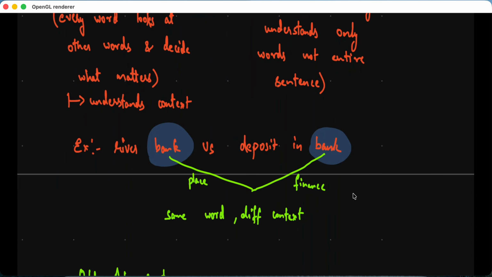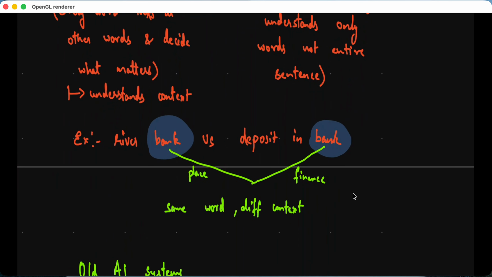And let's say we have "bank": river bank versus the deposit in a bank. So this bank is in the finance space, whereas this bank is just telling the location or place. So riverbank is a place. The words are similar, but they have a different context according to the words before or after them. So it understands context in this way.